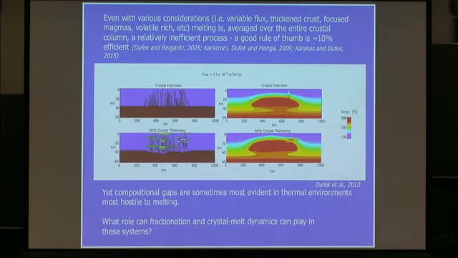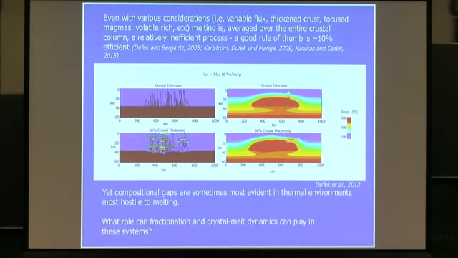But one thing we found with looking at all these calculations and then going back and looking at a lot of other thermal calculations that lots of people have done is that even if you have all these different effects, typically it's very hard to produce lots and lots of crustal melt when you consider the amount of enthalpy it takes to do this. So it's a relatively inefficient process, and the rule of thumb I put up here was 10% efficient.